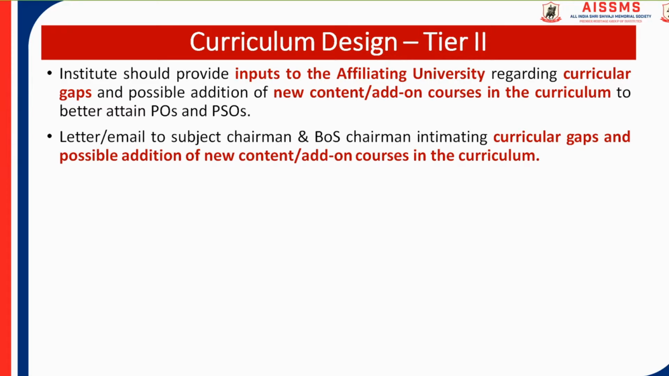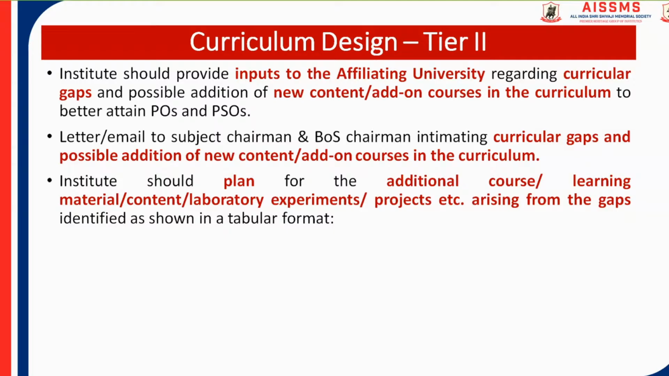Then the institute should plan for the additional courses, material content, laboratory experiments, projects, etc. arising from the gaps identified, as shown in the tabular format. When you identify the gaps, it becomes very clear that for attainment of a certain program outcome, you may require an additional course to be given, or certain additional laboratory experiments other than your regular content, or you may have to talk about content beyond syllabus, because there are already 10 marks for content beyond syllabus. So these things you have to identify and work upon.